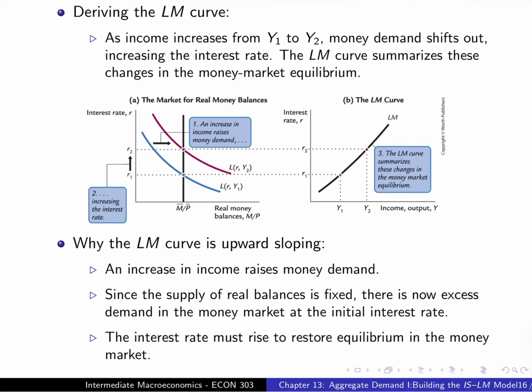The LM curve is upward sloping because when Y rises, money demand rises, but the money supply is fixed, so there is excess demand for money. The interest rate R must increase to bring money demand back in line with money supply.